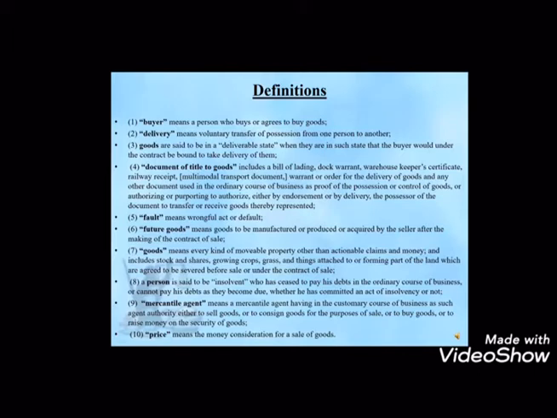Document of title of goods. It is a document used in the ordinary course of business as a proof of the possession or control of goods, or authorizing or purporting to authorize, either by endorsement or by delivery. It includes a bill of lading, dock warrant, warehouse keeper certificate, railway receipt, warrant or order for the delivery of goods and any other document. Fault. Fault means any wrongful act or default.